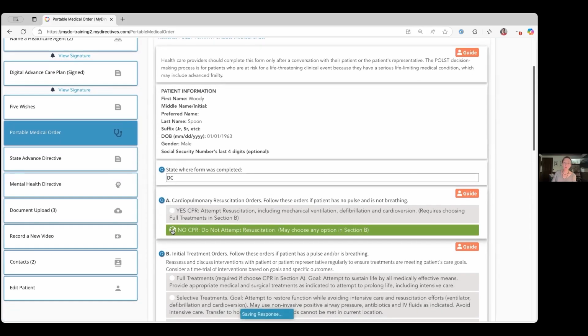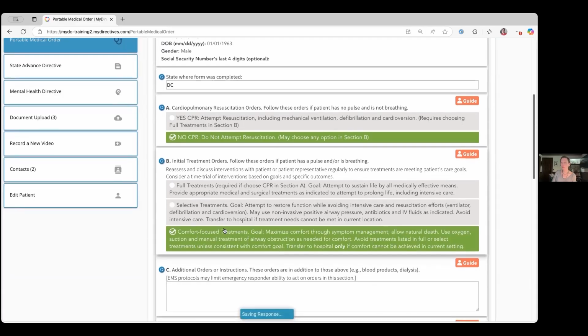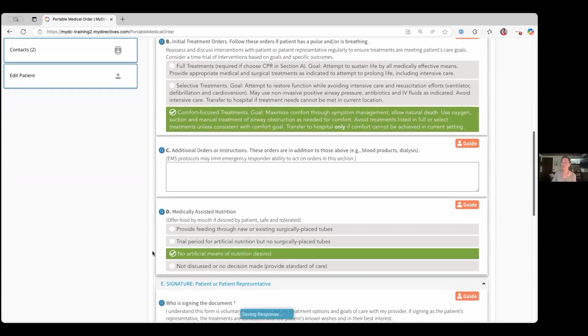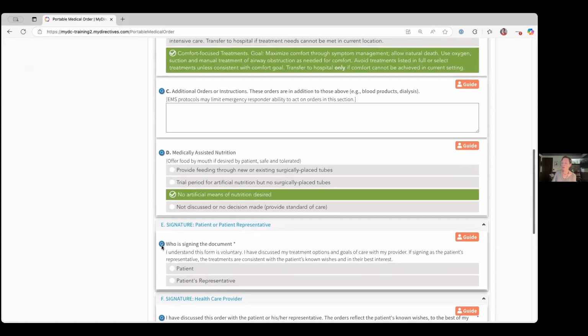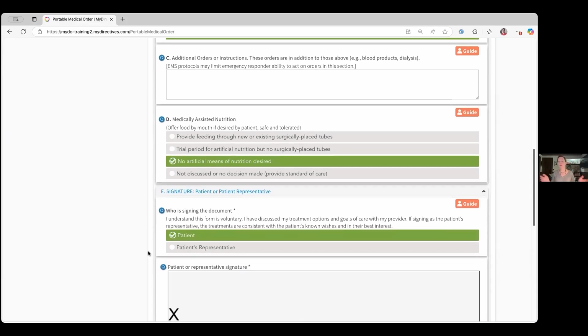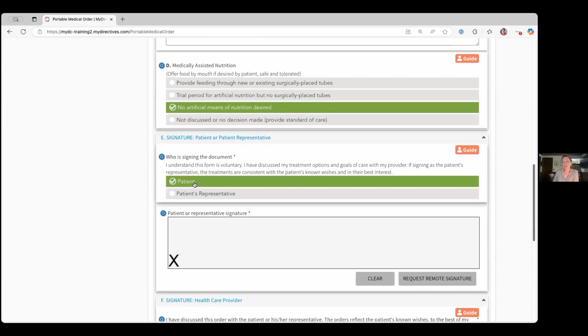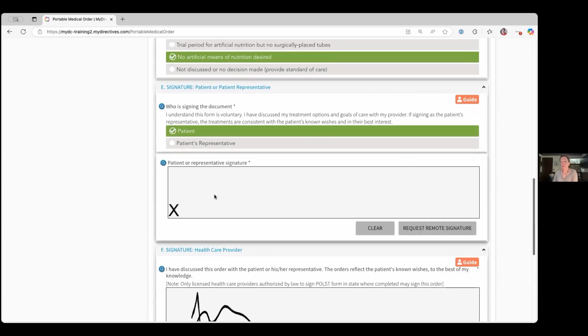Woody still does not want CPR. But this time, he had chosen selective treatments last time. He's further declined and now he wants only comfort-focused treatments. He continues to not want any artificial nutrition. And here's the first time that we have multiple pathways to complete this document. One, we're going to say that today, Woody is the person who has capacity and is having this conversation with me. I have 2 different mechanisms for getting Woody's signature.